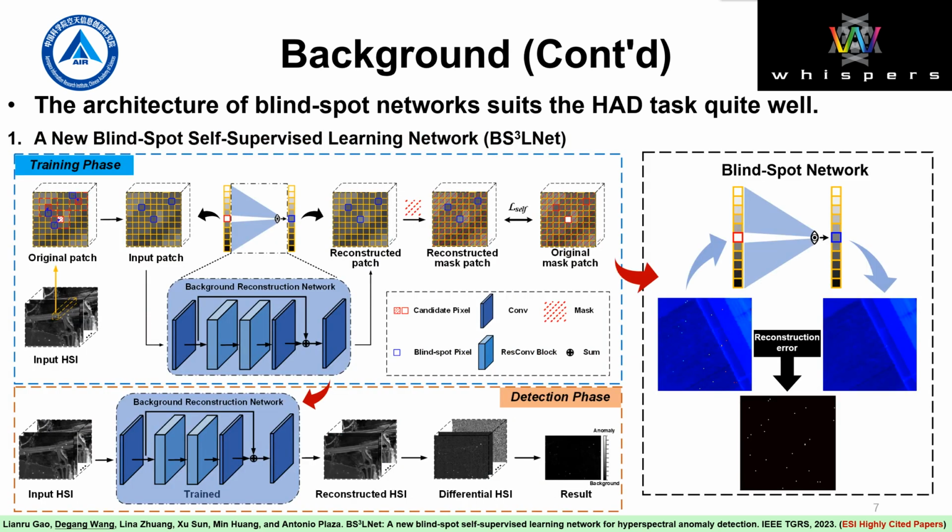Next, I will show two previous works we did to verify the effectiveness of blind spot networks in hyperspectral anomaly detection. The first work creates blind spots by replacing each pixel by its surrounding neighbors, so that the background reconstruction network predicts the value of each pixel using only its surrounding pixels information. Finally, the entire hyperspectral image is fed into a trained background reconstruction model, which can obtain a pure background image, and the reconstruction error is taken as the final anomaly detection result.